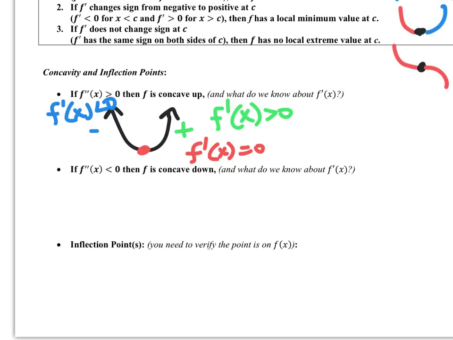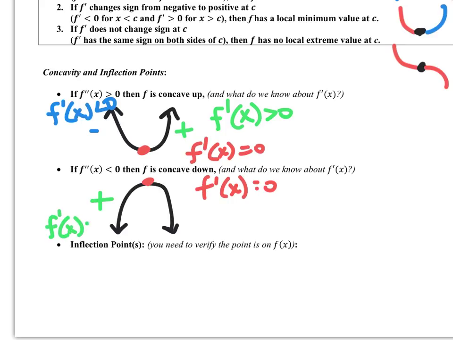Now if f double prime of x is less than 0, we'd have the opposite situation. Of course, here f prime of x would equal 0. Over here, we'd have f prime of x greater than 0, and on the right side, we're just flipping this image, it would be less than 0.